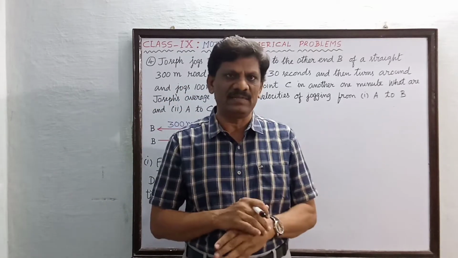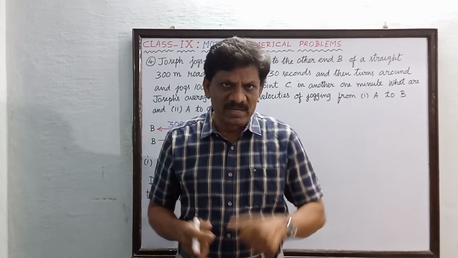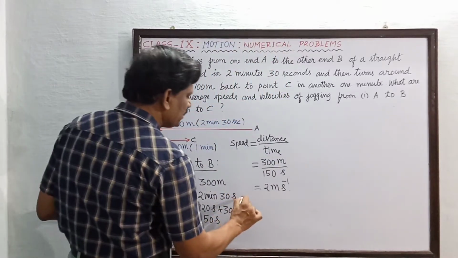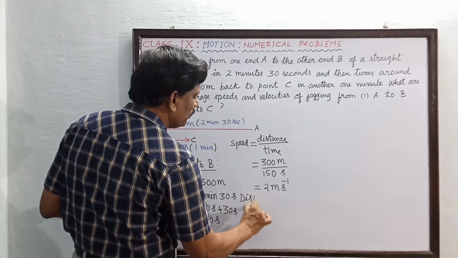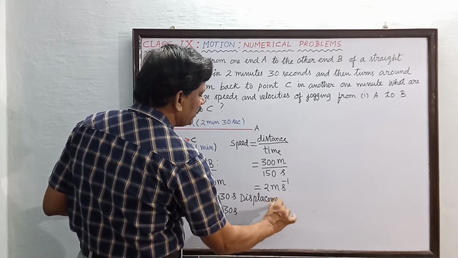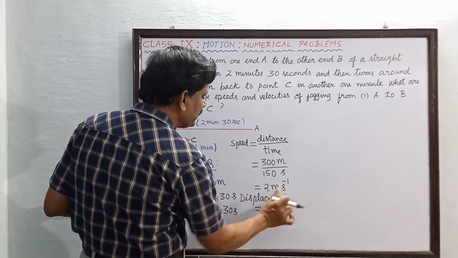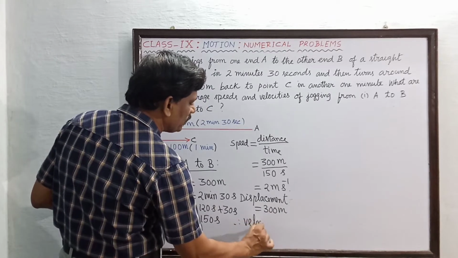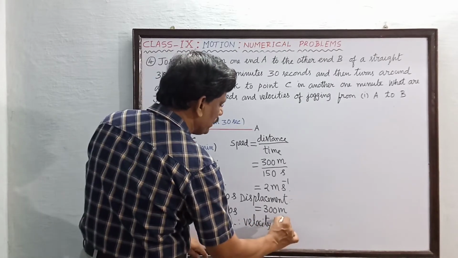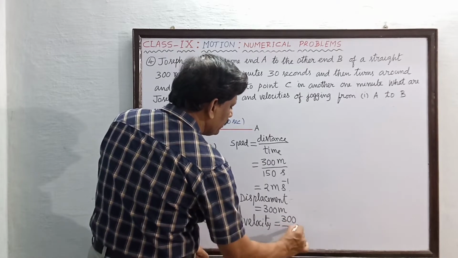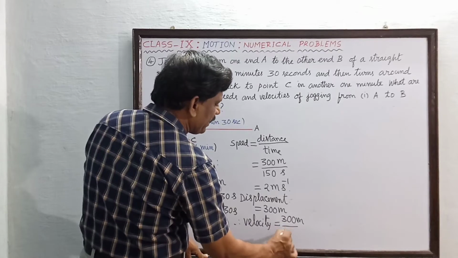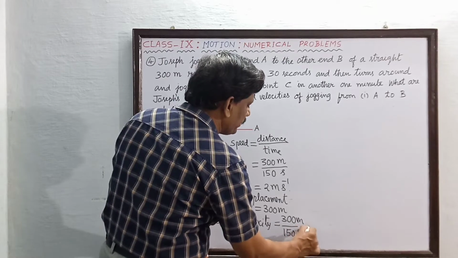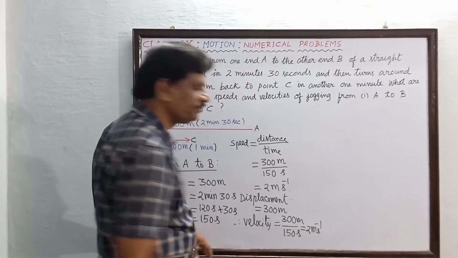Okay children, now when Joseph is moving from A to B along a straight line path, the path is a straight line. What will be the displacement also equal to? Yes, it must be 300 meter. So displacement is equal to 300 meter. Therefore velocity also is equal to what? This 300 meter divided by the same time 150 second. So this also is equal to 2 meters per second.